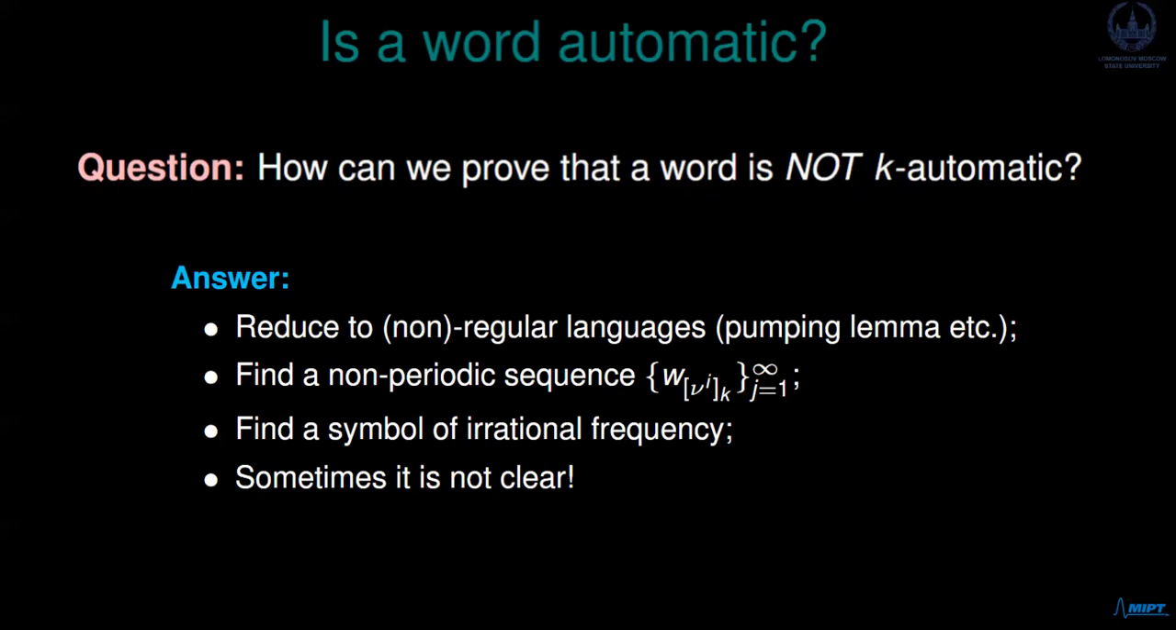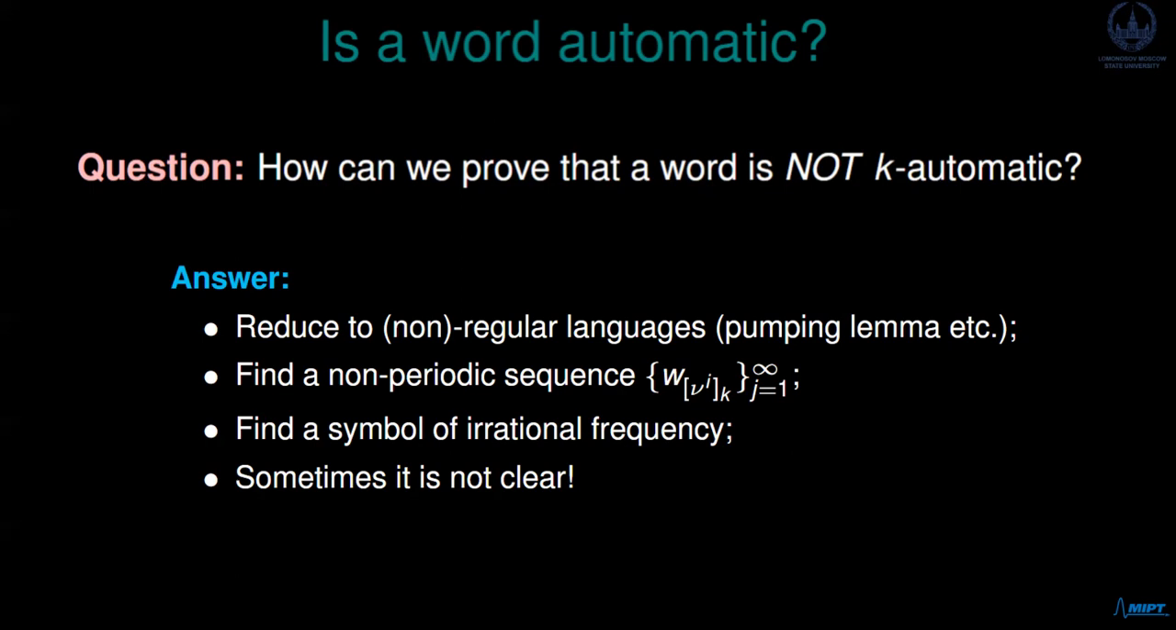We can also find a symbol of irrational frequency. As mentioned earlier, the frequency of a letter in a K-automatic word is always rational. If you can show that a particular letter or factor in the word appears with irrational frequency, this immediately proves that the word is not K-automatic.